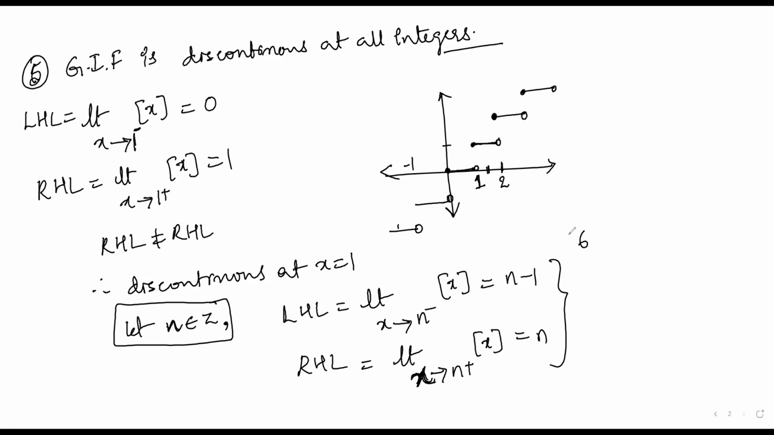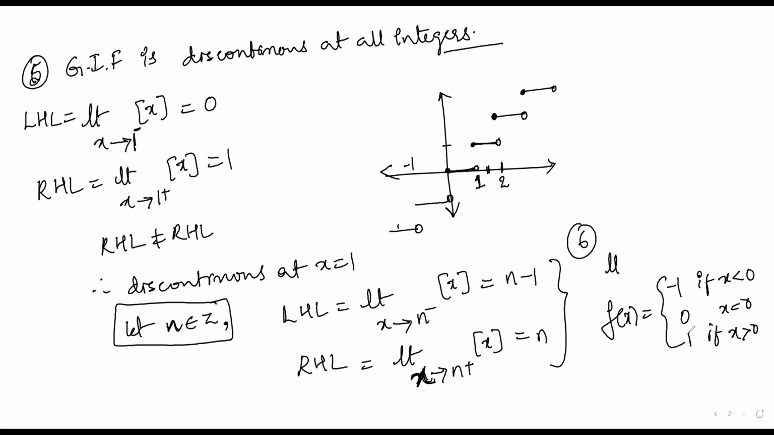Next, the signum function. What is that? f of x equals minus 1 if x is less than 0, 0 if x equals 0, and 1 if x is greater than 0. Or you can say simply it is mod x by x if x is not equal to 0. From this you get minus 1 or plus 1. And it is 0 when x equals 0.